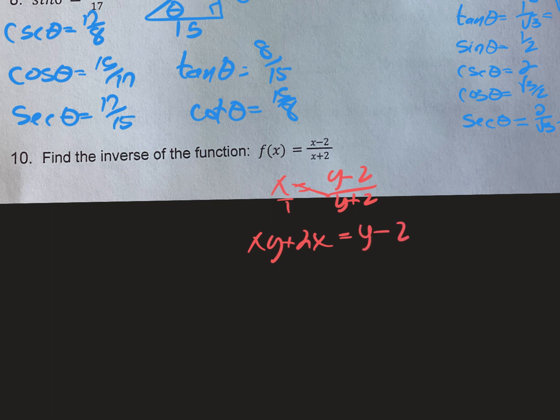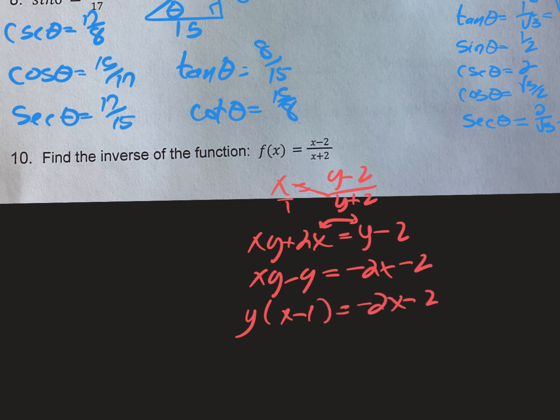Two steps here. You got to get the y's together. So I'm basically going to switch places with those two terms. I'm taking the y over here and the 2x to the other side. And then to get the 1y, you got to factor out a y. So I'm going to factor out a y over there like this. And then divide both sides by the x minus 1.